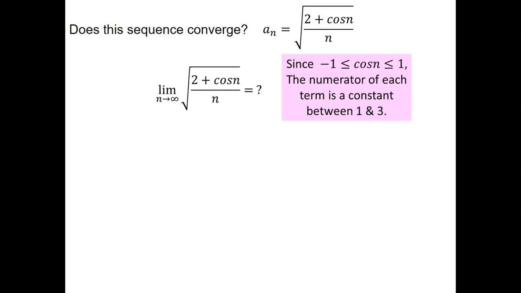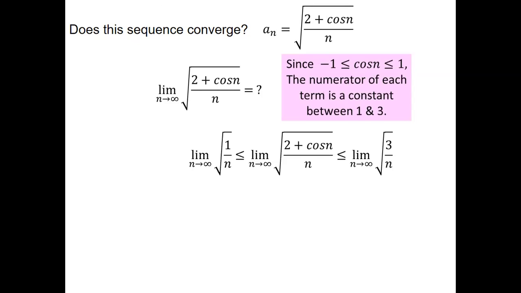But what is the denominator doing? Well, good grief, that denominator is going to get really big. Well, let's take a look at a method that we can solve this, knowing that the numerator is going to stay somewhere between 1 and 3. So I can sandwich this limit in between two other limits.